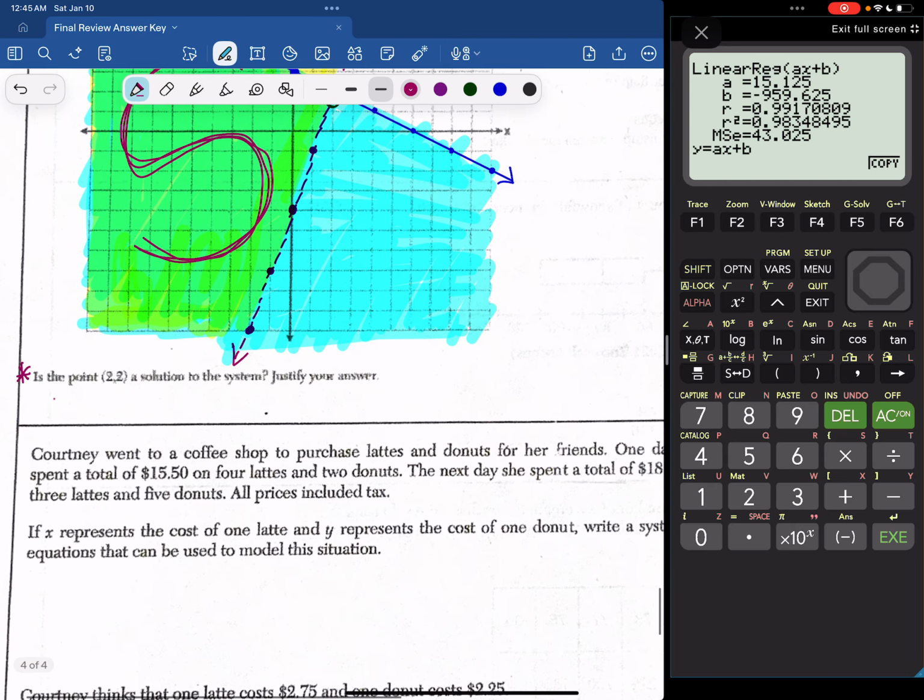Okay, I'm running out of space. No, because the point 2 comma 2 lies on a dashed line.